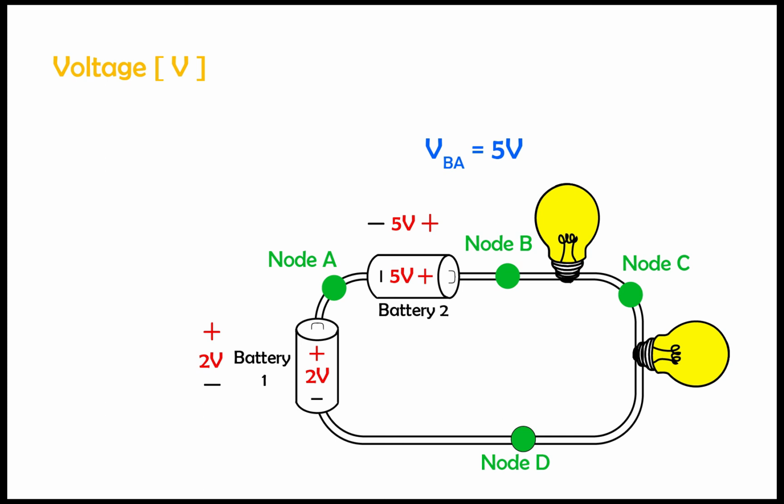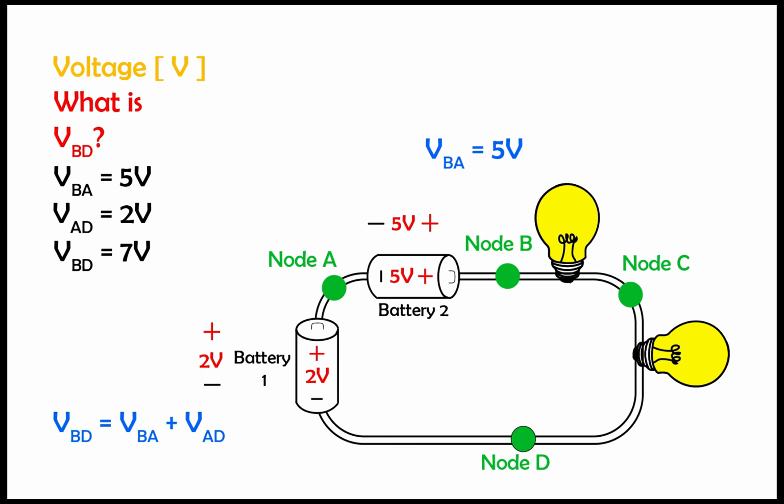Let's assume that battery 2 is rated at 5 volts, so the voltage from B to A, VBA, is 5 volts. But what is the voltage from B to D? Well, if B is 5 volts above A and A is 2 volts above D, then it's clear that B is 7 volts above D, making VBD 7 volts.